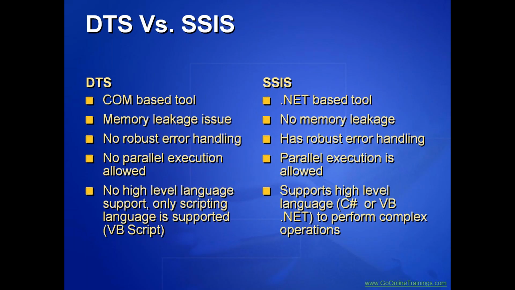Java is a multi-thread application. But here we have multi-processor and multi-threaded applications because these are even faster. In DTS there was no high-level language support, only a scripting language was supported. That was VB script if you wanted to customize some task in DTS. Now .NET is introduced. That is C#, .NET, VB .NET code also you can write in your SSIS, but 99% of the time you need not write.